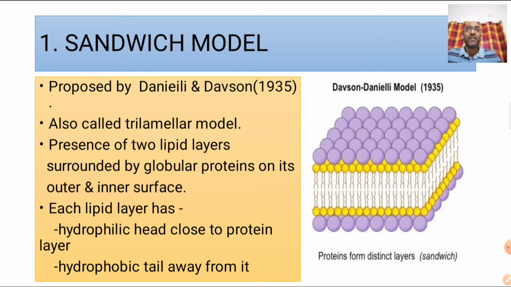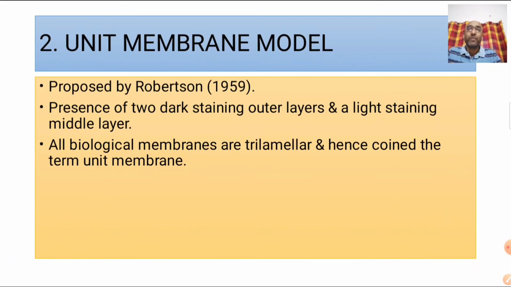Then come to the second model, the unit membrane model. It was proposed by Robertson in 1959. He proposed that there are two dark staining outer layers and a light staining middle layer. From it he concluded that all biological membranes are trilamellar, three-layered, and coined the term unit membrane for all biological membranes because all of them are similar, according to him.